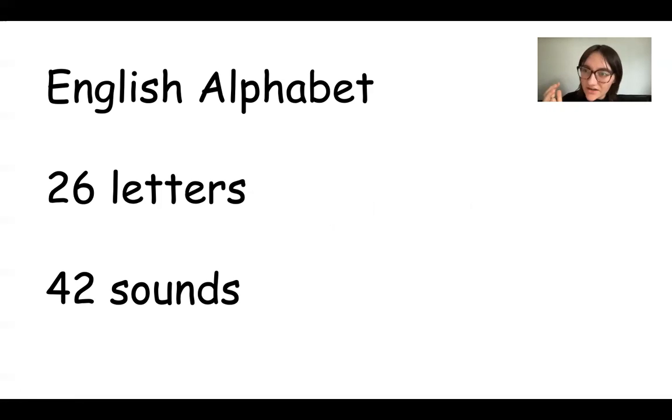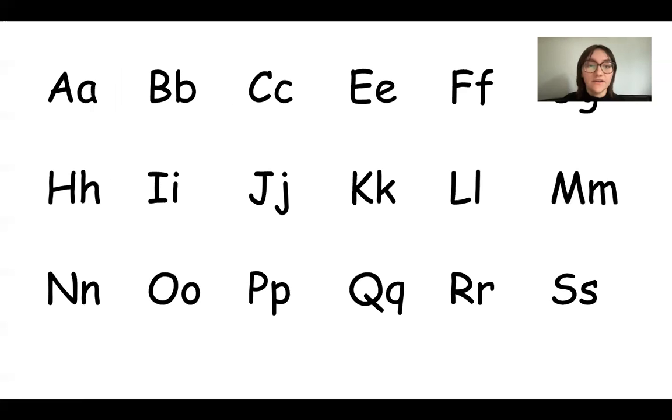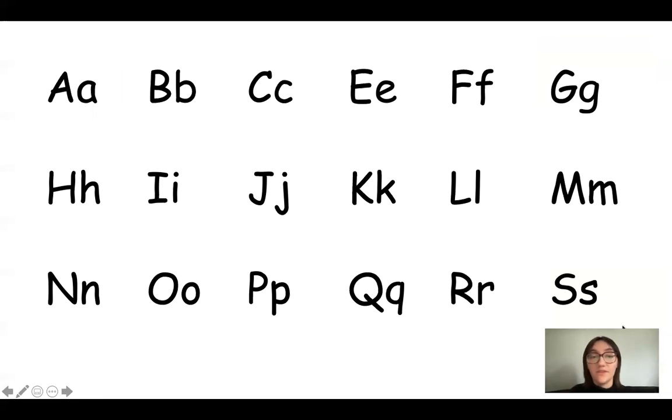But with those letters, we can make 42 sounds. So in English, we have 26 letters that we use to write, but we have 42 sounds we can make with those letters. So almost double, right? Twice the amount of letters there are. Because of that, we're going to talk about the sounds more than just the letters. So first, I wanted to go back over the alphabet with you.